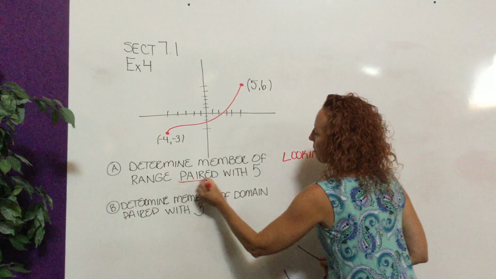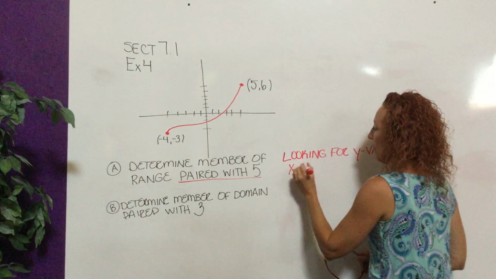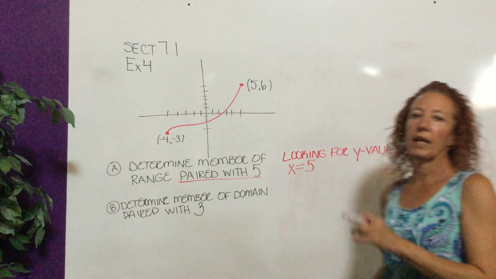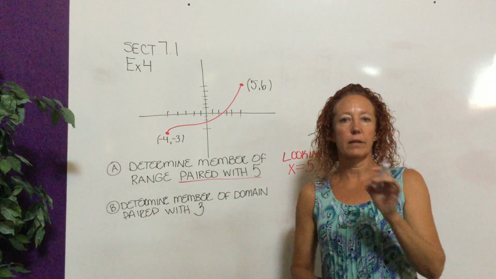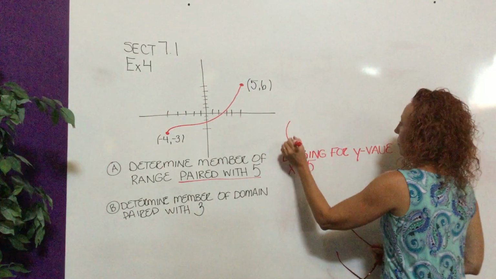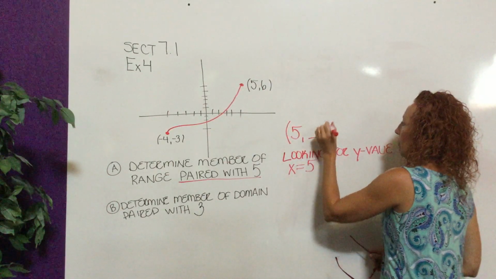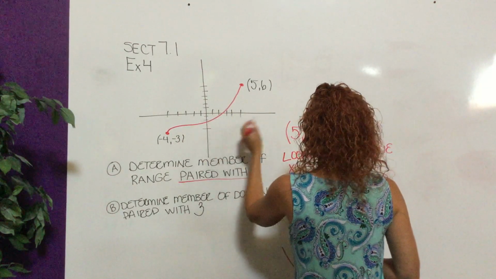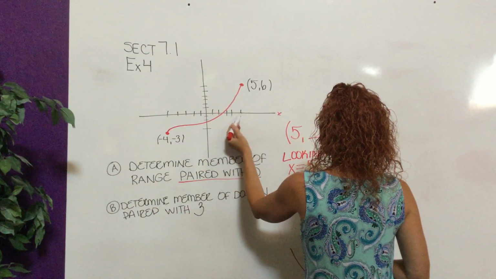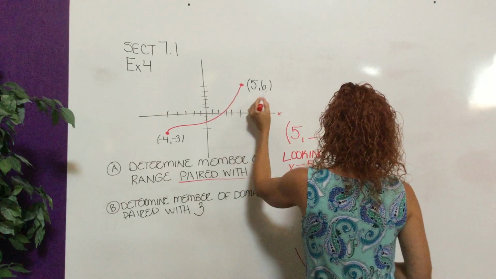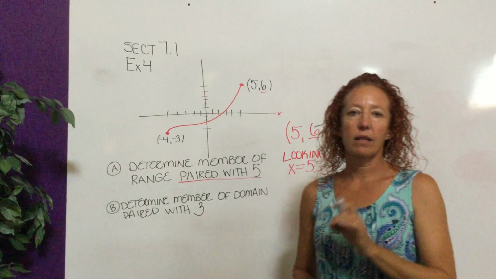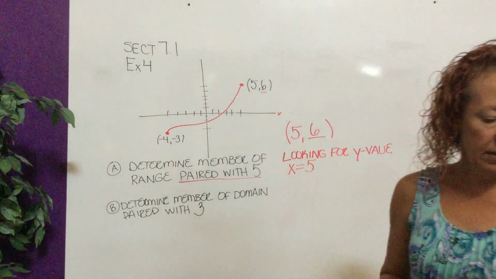And if it's paired with 5, that is telling us that the x is 5. So when x is 5, what is y? What is the coordinate? (5, what?) And so when I look at my graph, I say, okay, this is x, so this is 5. It looks like my graph goes up and my y value would be 6. So the answer to A is 6.